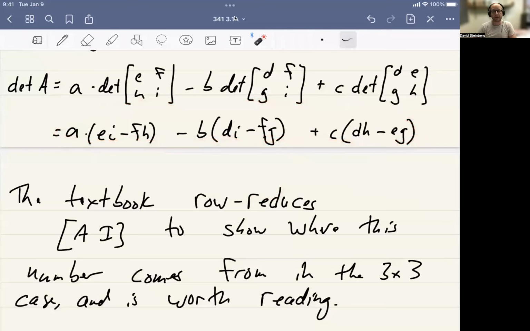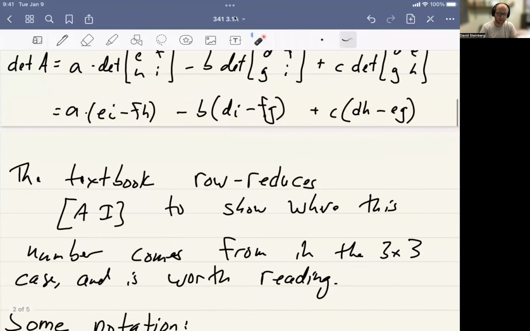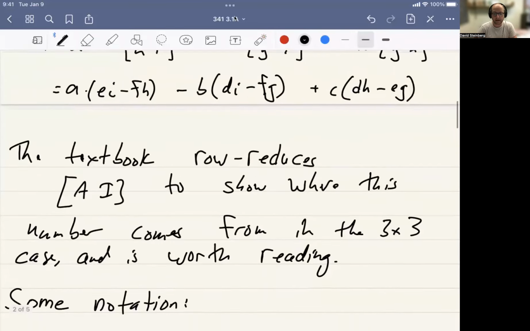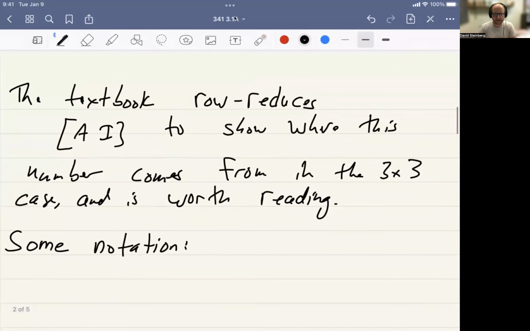So it's definitely worth taking a look at the textbook for that explanation, especially if you are prepared for a bunch of algebra, which is what it's going to require. Before we do the n by n case, let's collect a little bit of notation here.